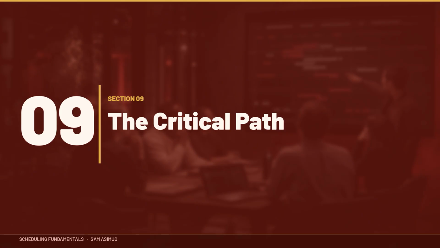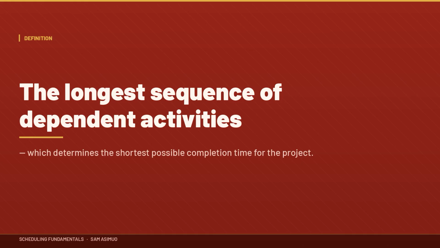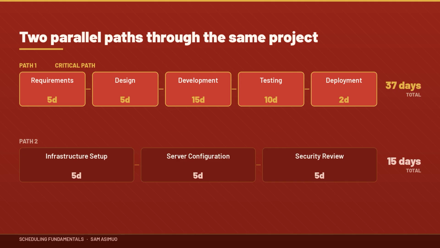Section 9. The critical path. Now let's discuss one of the most important scheduling concepts. The critical path. The critical path is the longest sequence of dependent activities that determines the shortest possible completion time for the project. Let me simplify that. Suppose we have this path: requirements, 5 days; design, 5 days; development, 15 days; testing, 10 days; deployment, 2 days; total, 37 days. Now imagine another parallel path: infrastructure setup, 5 days; server configuration, 5 days; security review, 5 days; total, 15 days.